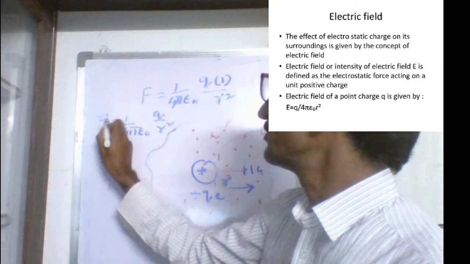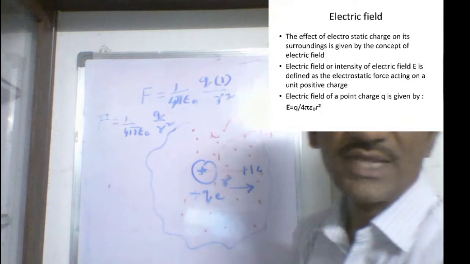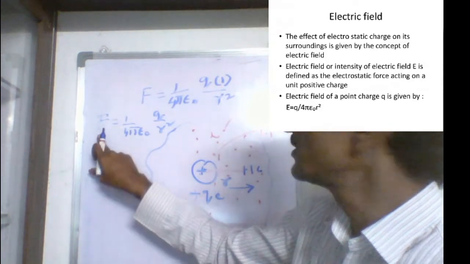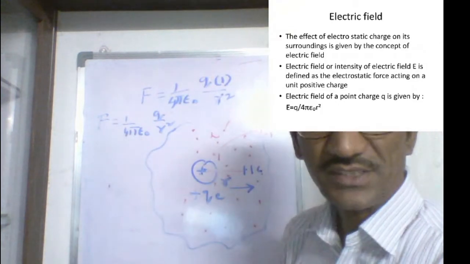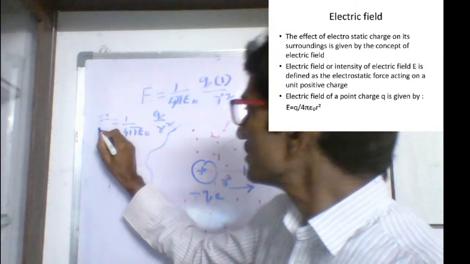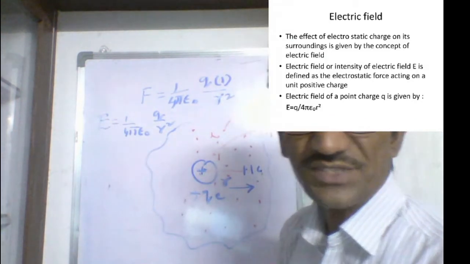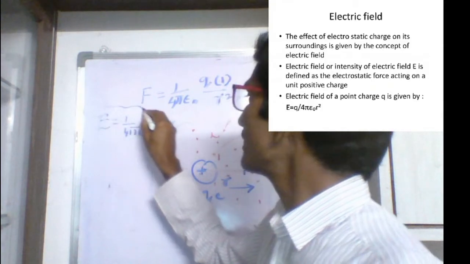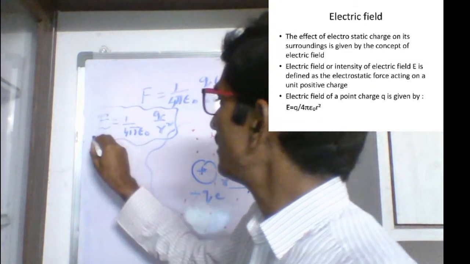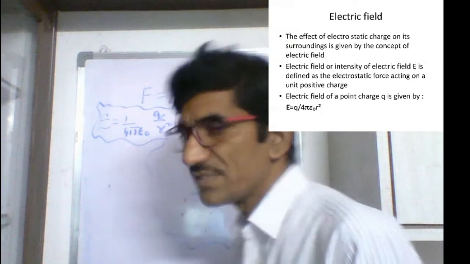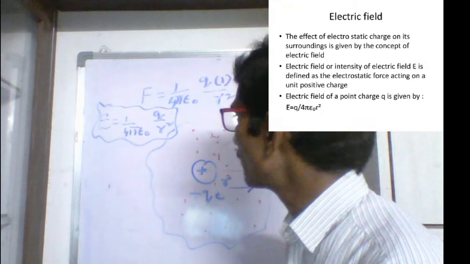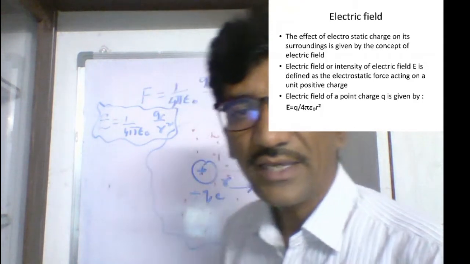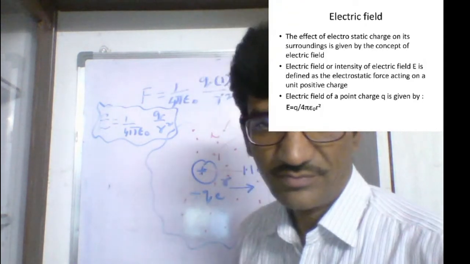Actually, according to Coulomb's law, this is F. But what name are we giving for this F? In the case where one of the two charges is 1 coulomb, this is nothing but E. So here F is equal to E. So the formula for the electric field of the point charge Q is given by E is equal to 1 by 4 pi epsilon naught Q by R square.